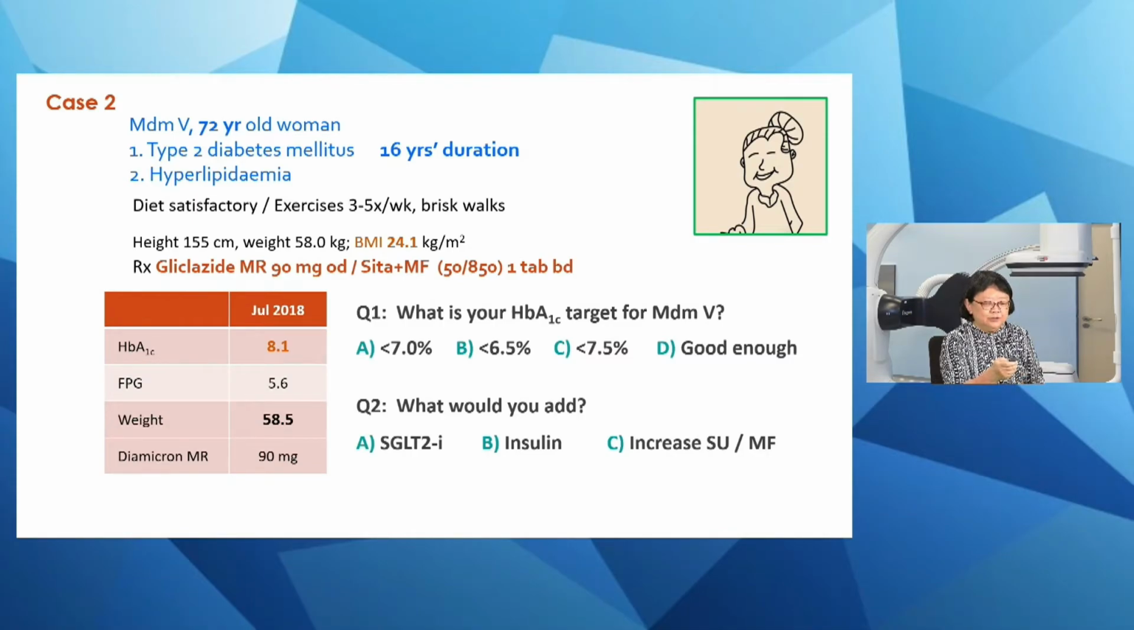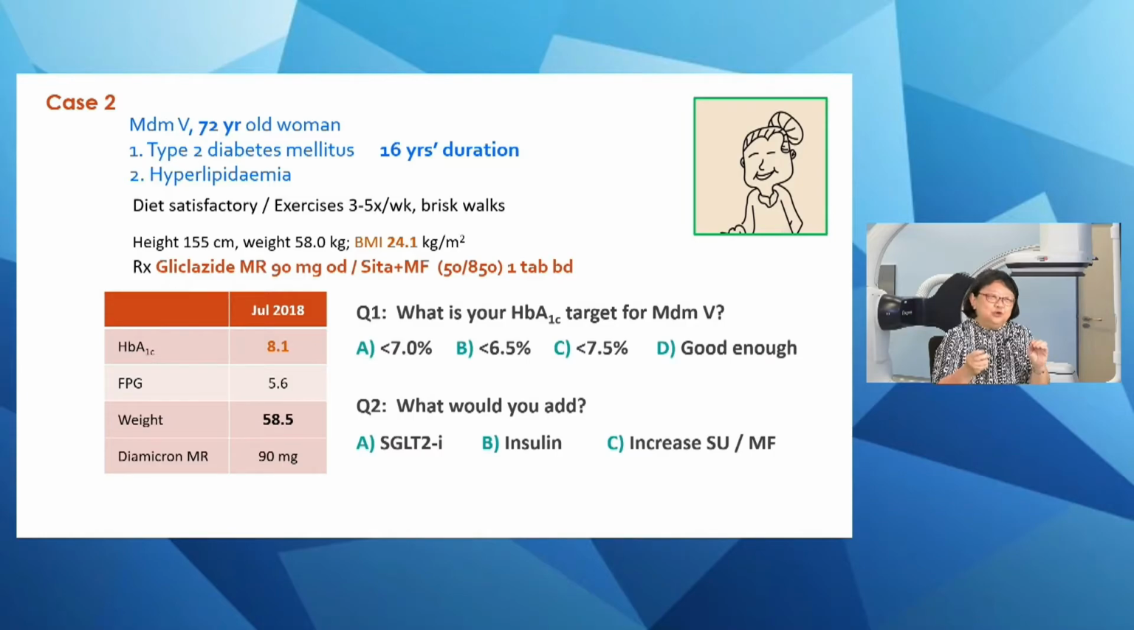So here we are, what would you add? Would you add an SGLT2? She's BMI 24. Would you add insulin? Or would you increase the sulfonylurea to the full dose, or metformin to the full dose? Let me disabuse you guys. Increasing your sulfonylurea and metformin won't get you very far. And I wouldn't give her basal insulin because her fasting glucose is already quite good. If you gave her basal insulin, she will get a hypo through the night.